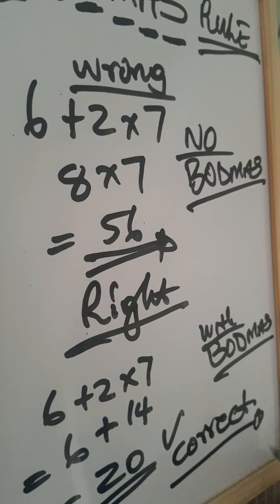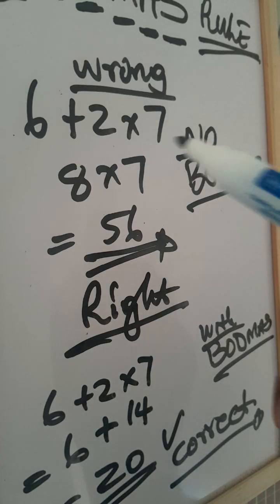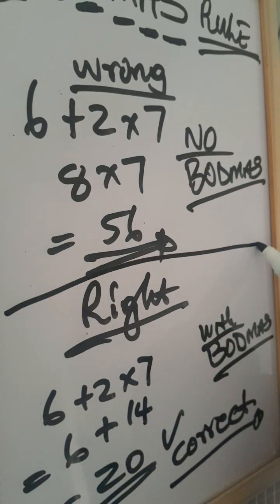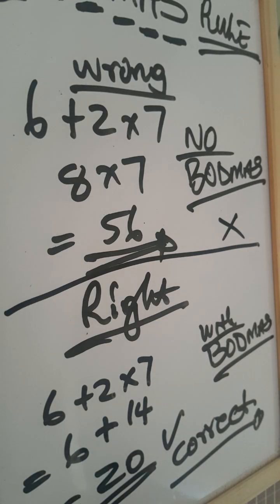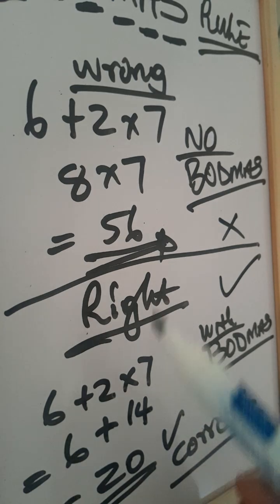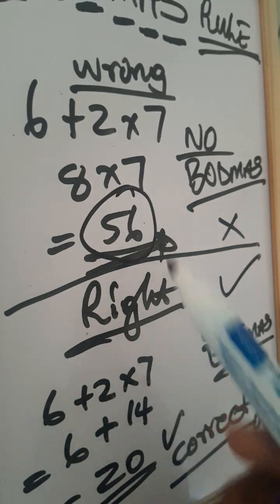This is the BODMAS rule in a simple way and simple terms, the way it can be explained. I don't know if there's any better way to explain it, but if you don't follow the BODMAS rule, you get it wrong. If you follow the BODMAS rule, you get it right. Check the difference, 56 and 20.